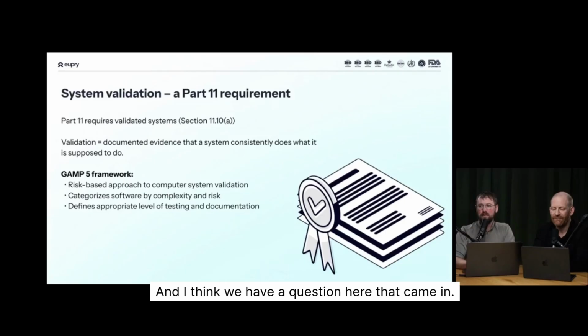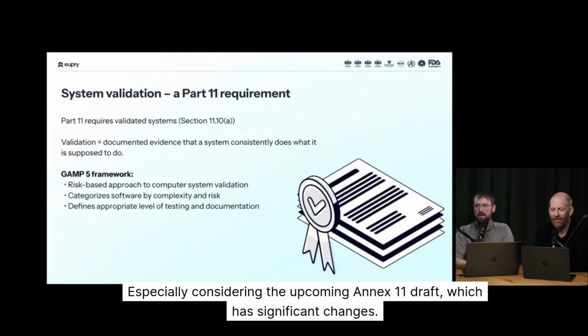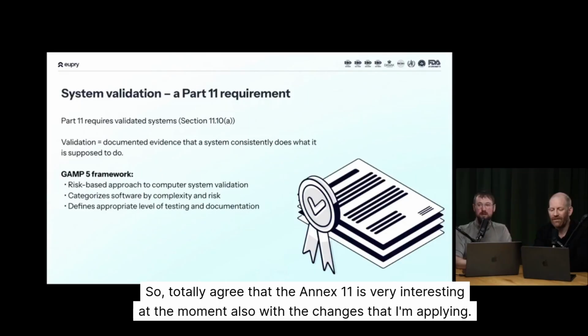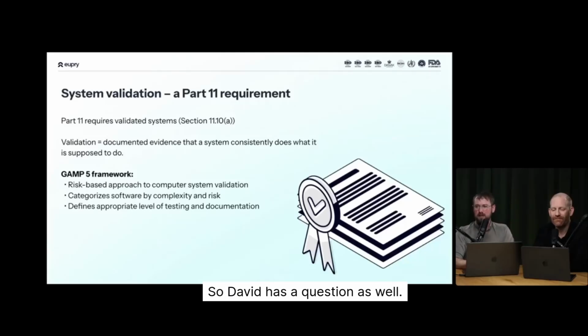And I think we have a question here that came in, especially considering the upcoming Annex 11 draft, which has significant changes. Yes, totally agree that Annex 11 is very interesting at the moment, also with the changes that are applying. Again, I think we'll talk about 21 CFR Part 11 this time. So David has a question as well.